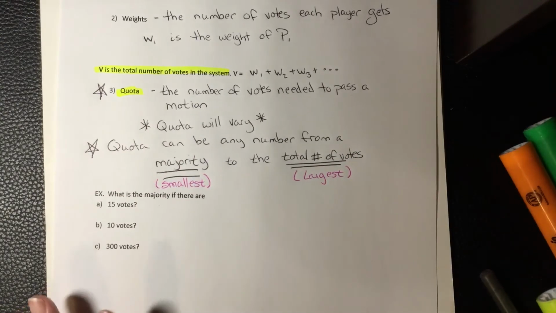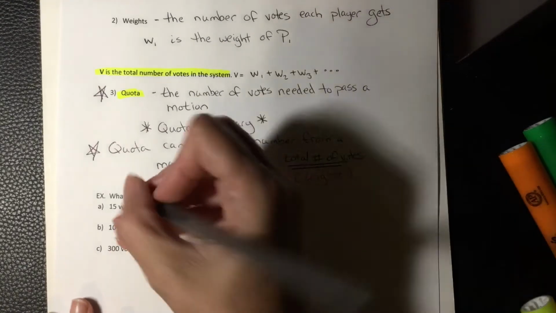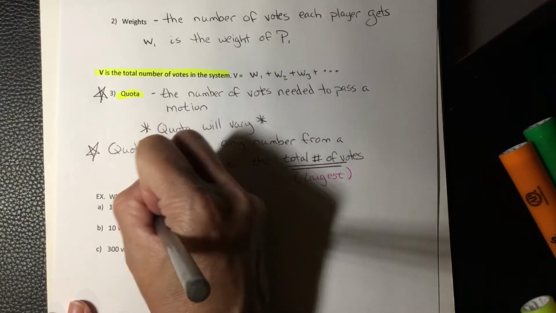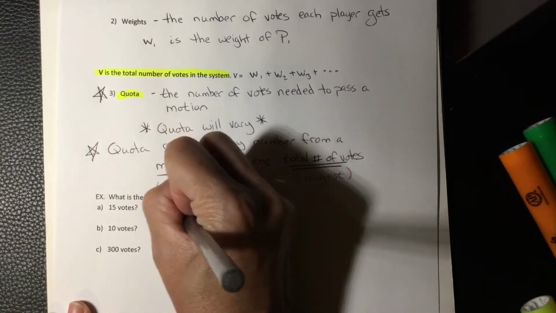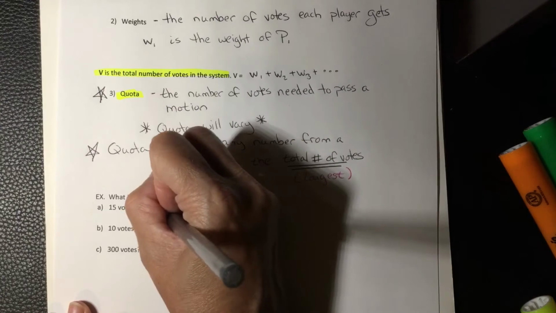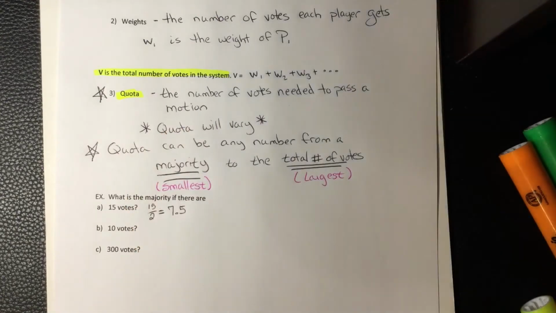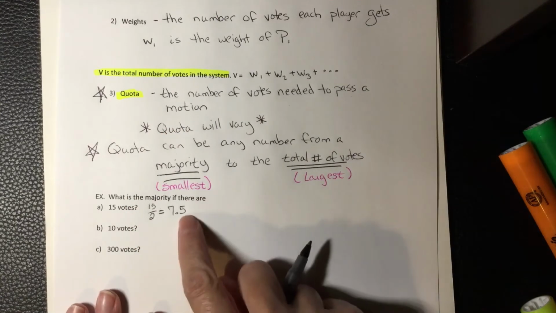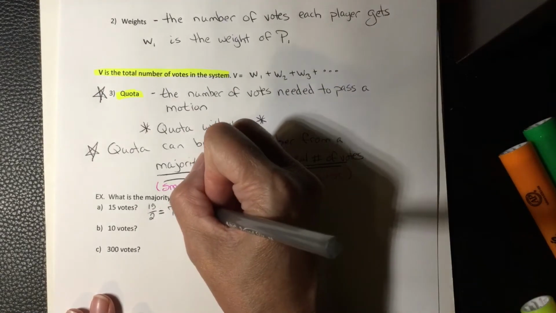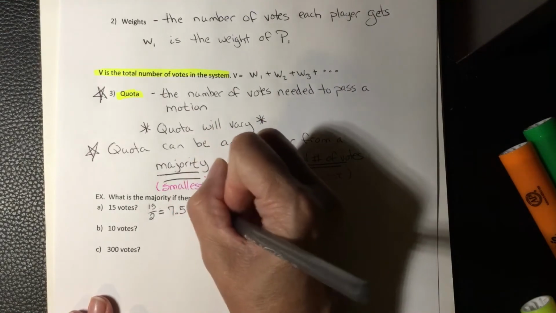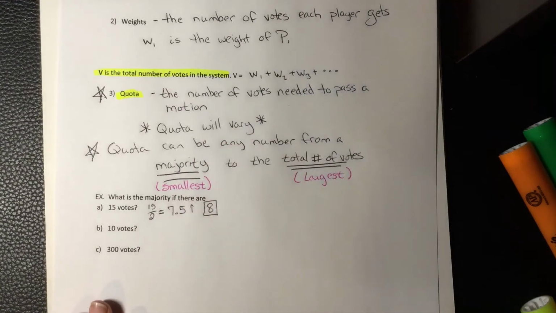Okay, so just a little practice on finding majority. Remember, majority means more than half. So if there's 15 votes, half of 15, 15 divided by 2, is 7.5. I want more than half of the votes, and I also can't have a partial vote. It's impossible for someone to cast half a vote. So I'm going to round that up, and the majority would be 8.